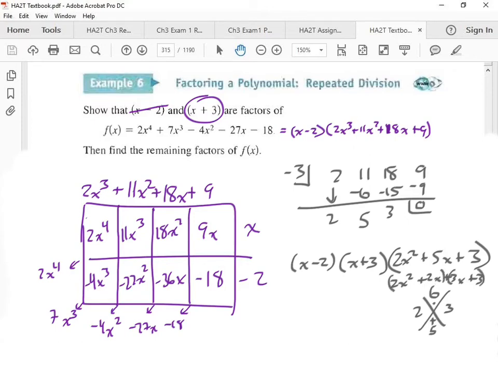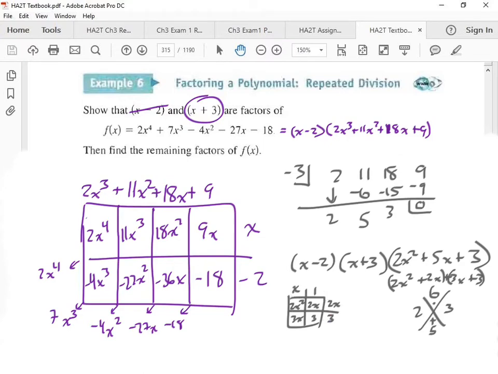Now, if you don't like grouping and you like the box better, yours would look like this. You would have 2x squared right there, 2x, and then 3x, and then you would have a 3. Then you would go to each column and each row and take out a common factor from each of these. I could take out an x from that. I could take out a 1 from that. What can I take out of these guys? A 2x. And what can I take out of these guys? 3. So it's x plus 1 and 2x plus 3. Those are my last two factors.